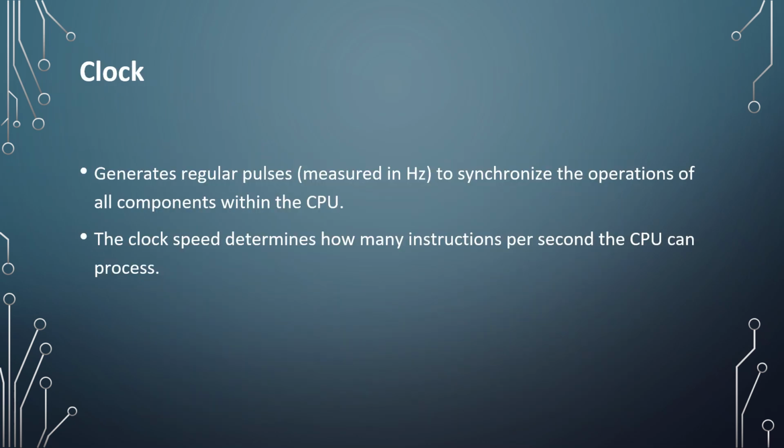The fifth component of the CPU is the clock. It generates regular pulses measured in hertz to synchronize the operation of all components within the CPU. The clock speed determines how many instructions per second the CPU can process.